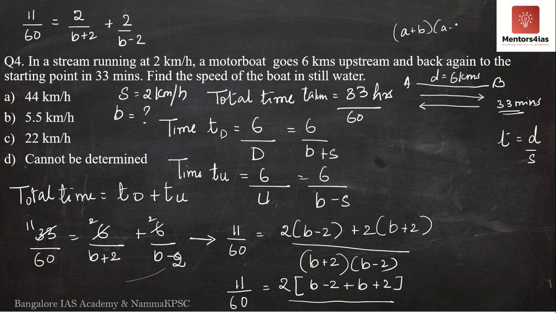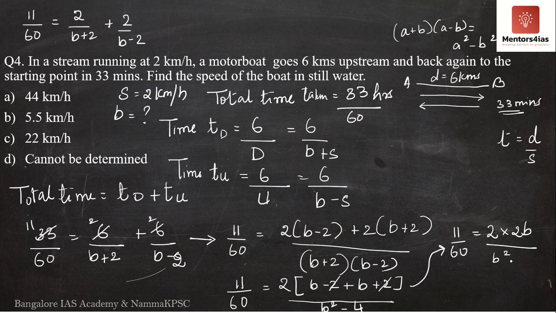A plus B into A minus B is equal to A square minus B square. Therefore, here we get b square minus 2 square, which is nothing but 4, b square minus 4. So now writing this over here, we get 11 by 60 is equal to 2 into this, this 2 and this 2 get cancelled, into 2b divided by b square minus 4.